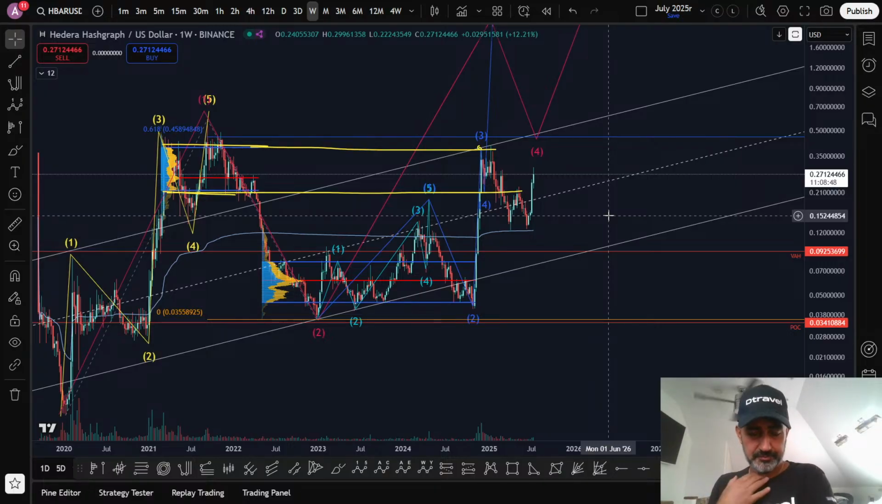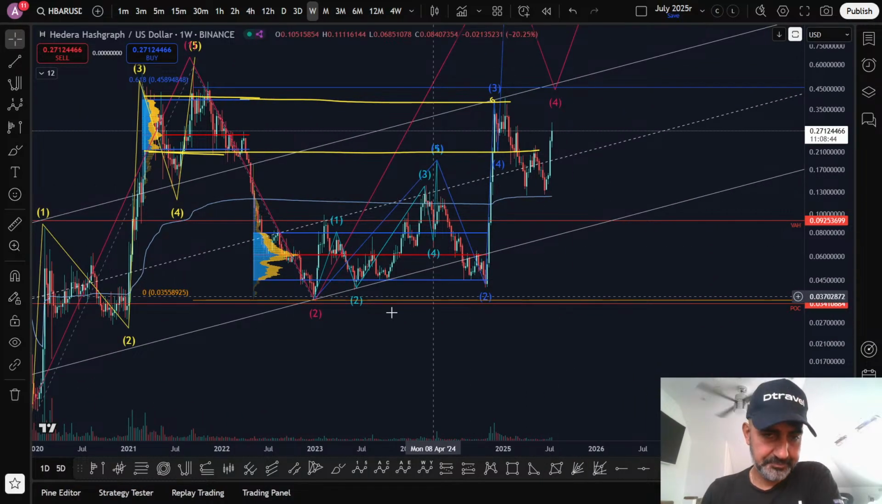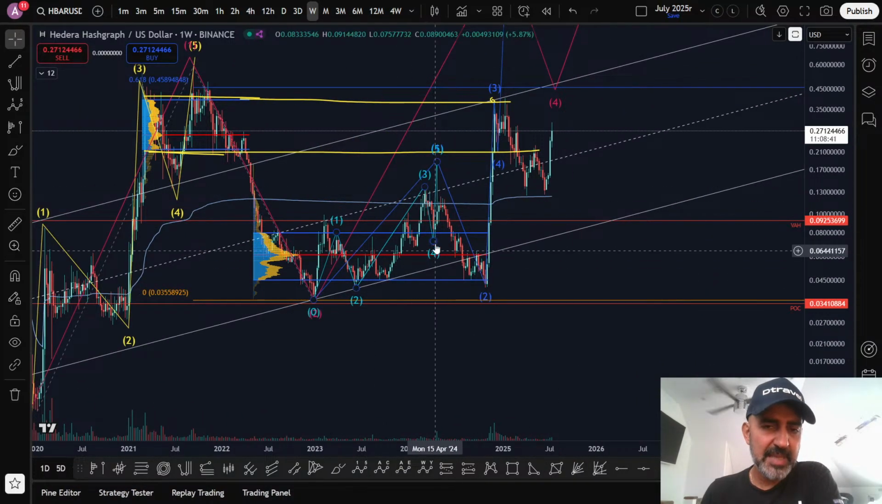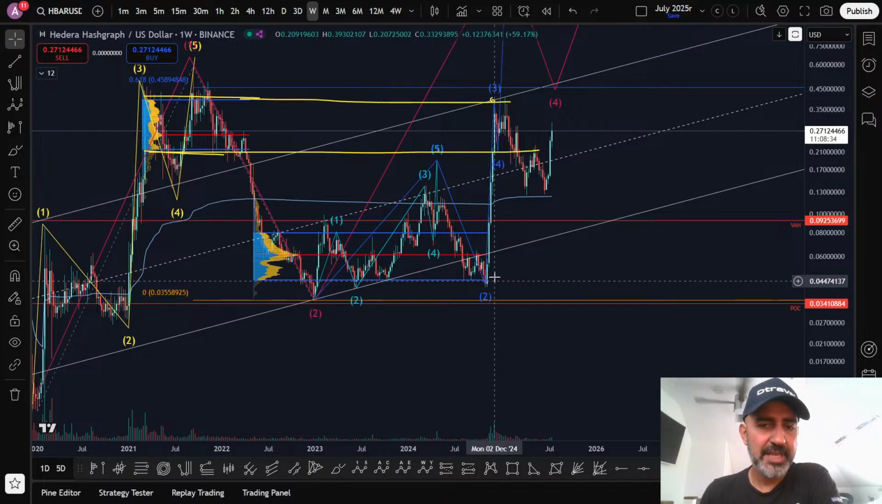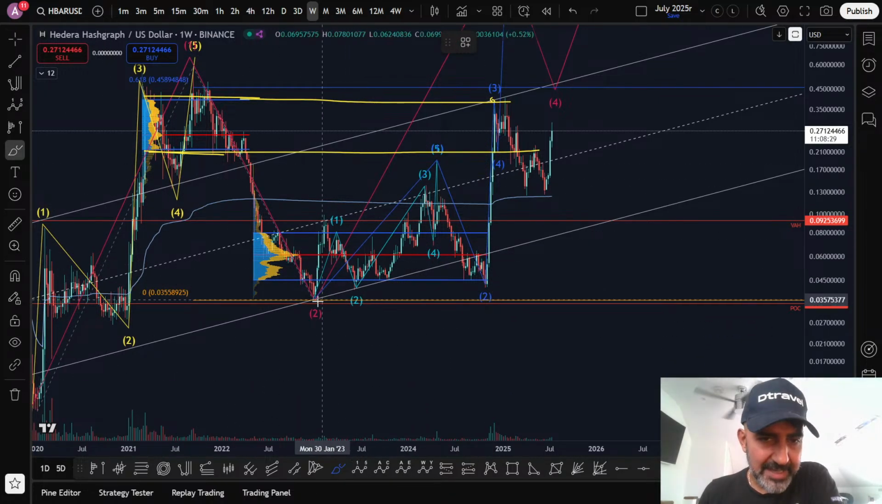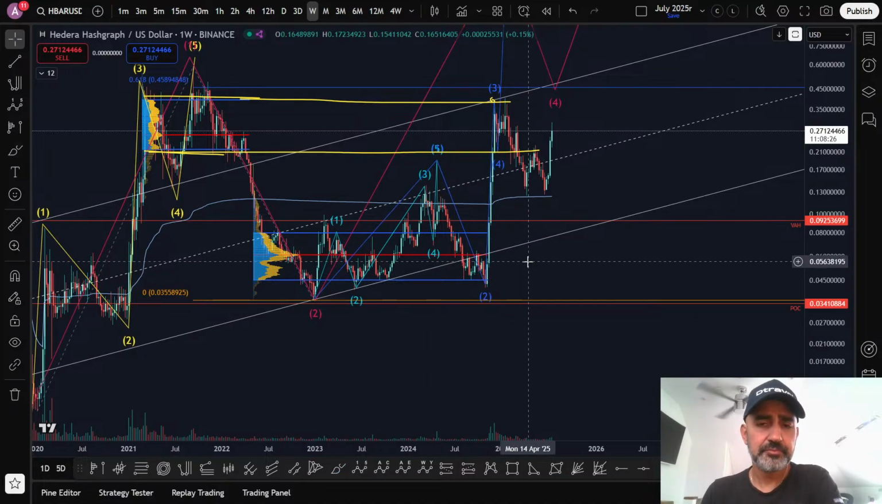I've talked too much. 1, 2, this is this light blue, 1, 2, 3, 4, 5. That was your first wave. That was the wave 1 of 3. We've come back down for a deep correction here. We haven't invalidated the start point here, so that's good.